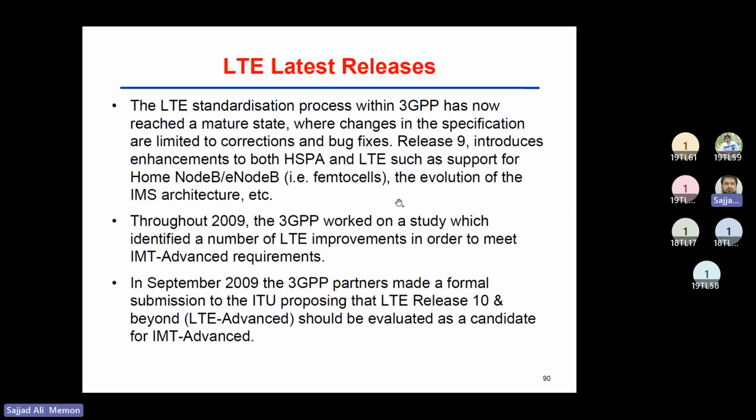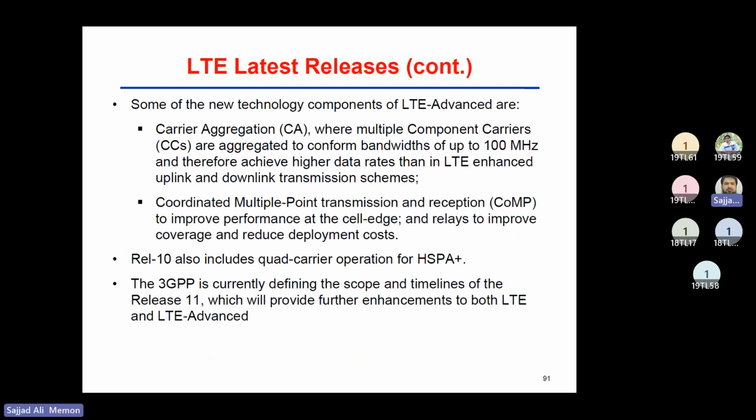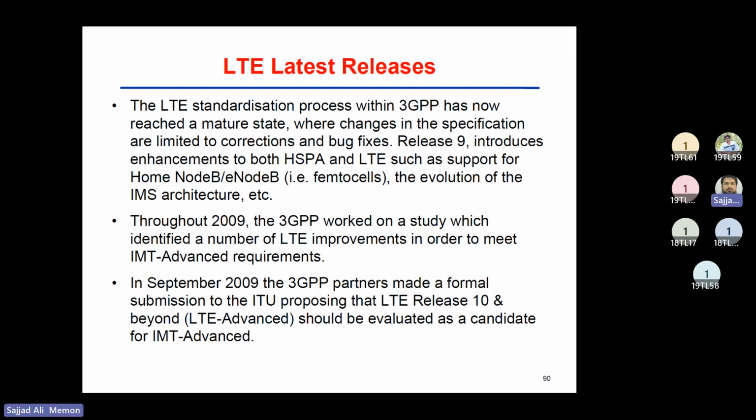The latest release of the LTE is in 2009, that is Release 9. As LTE standardization reached a mature state, changes in the specification are limited to corrections and bug fixes. Release 9 introduces enhancements to both HSPA and LTE, such as support for Home Node B and Home eNode B, that is femtocells, the evolution of the IMS architecture, etc.